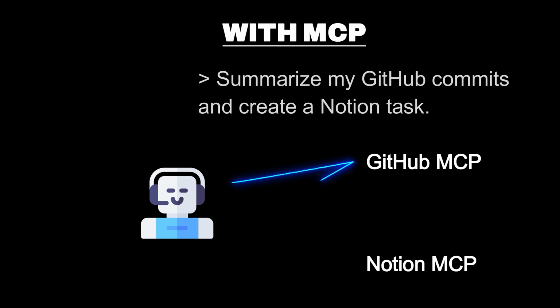The client asks the server what tools are available. The server replies with tools like read GitHub repos, get commits, create Notion pages. The AI then chooses the appropriate tool, sends the request, gets the result, and gives you the final answer. Everything happens through one standard protocol.